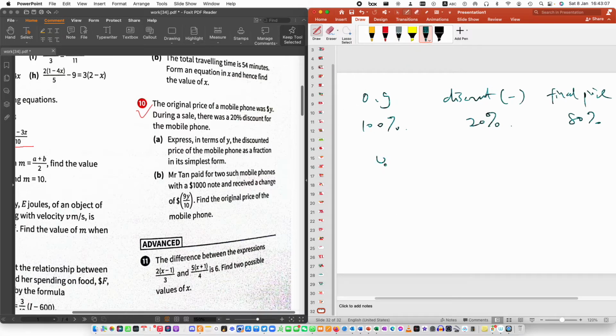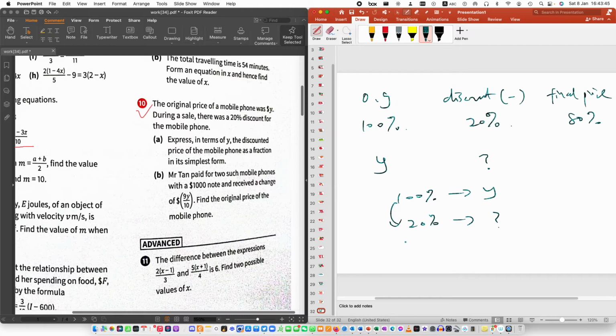Now it says this is Y. Then express in terms of Y the discounted price as a fraction of the simplest form. So if OG is 100%, discount is 20%. So if OG is Y, so what is this discount? So 100% is my Y. So 20% is my what? Clear? Right? So how do you get from here to here? How do you get from here to here? 100% to 20%.